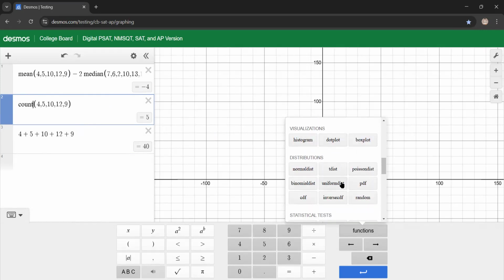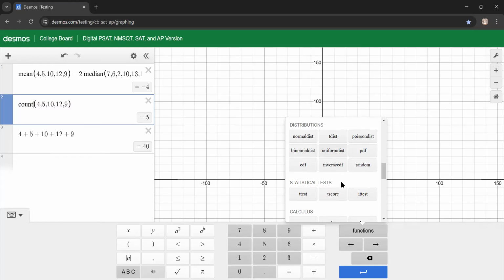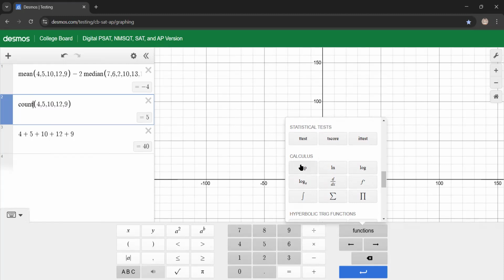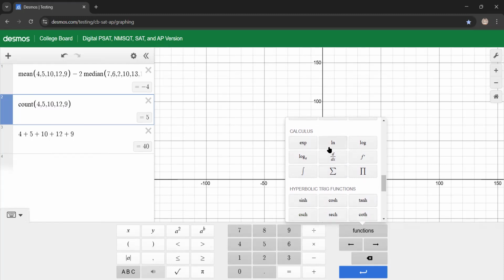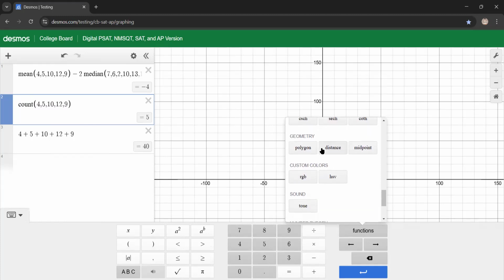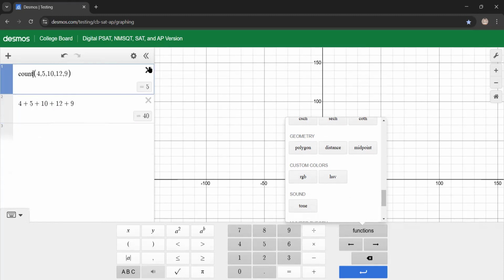Histograms, dot plot, box plot, you don't need them. No, not useful to you for SAT. These functions also you don't really use in SAT because you don't have calculus. Well, these are useful. Let me tell about these. Let me close these.